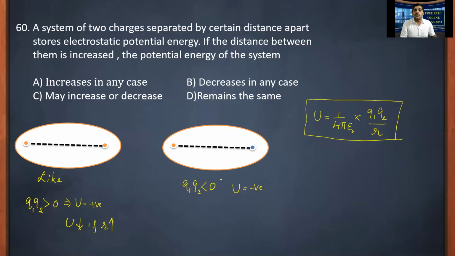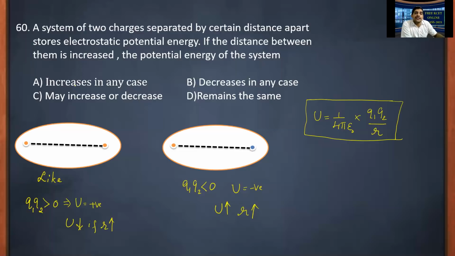Now, in this case, what happens? If U is negative, U will increase as R is increased. Why? Because for one certain distance, if the potential energy is minus 10 joule, when its distance is increased, numerically its value decreases. Say it becomes minus 8 joule or minus 7 joule. But what happens? Negativity is gradually decreasing, so the potential energy is increasing.